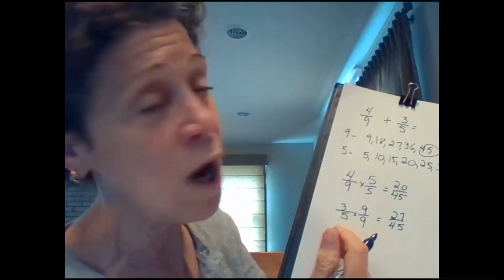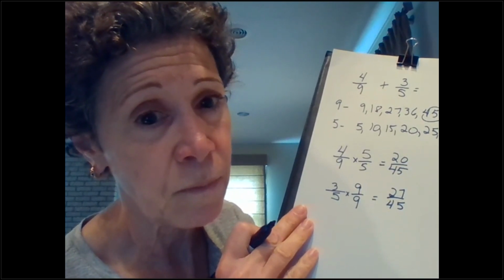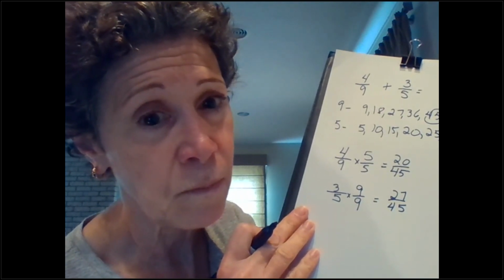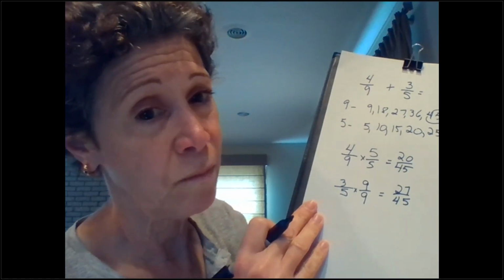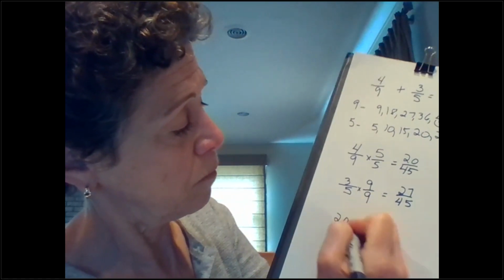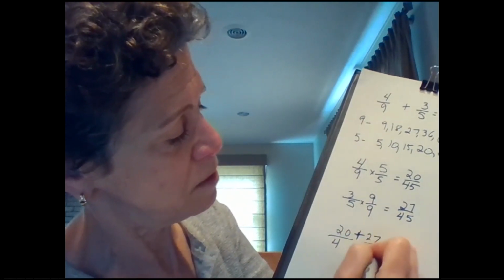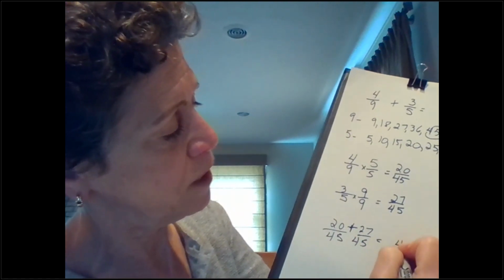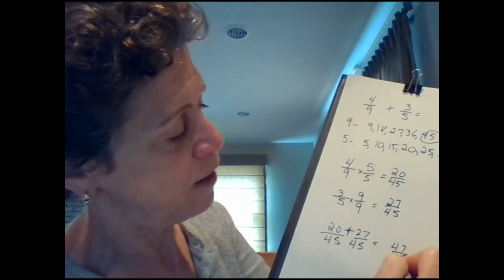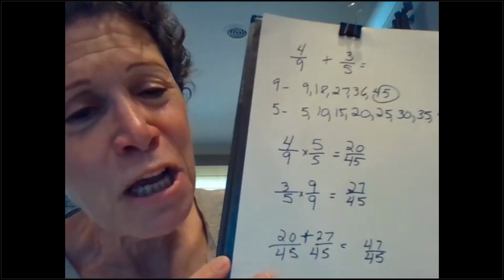Now we have to do what? What's our next step? We have to add, since the denominators are the same now, we have to add 20 plus 27, and that'll give us 47/45. Right, that's a plus over 45. So now we have 47/45. I wasn't really planning on this happening, but it did.